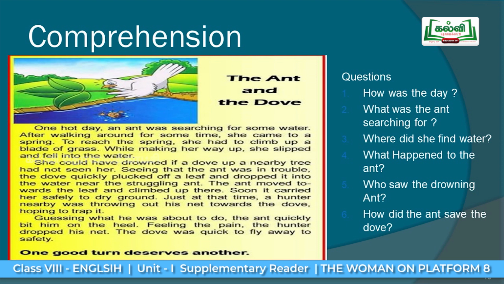How was the day, children? Yeah, it was very hot. What was the ant searching for? Yes, it was searching for water. Where did she find water? Yes, she found water in a spring. What happened to the ant? It almost drowned in the water. Who saw the drowning ant? Yeah, the dove saw the drowning ant. How did the ant save the dove? The ant bit the hunter's leg so that the hunter missed the aim and the dove was saved. This is how you understand a comprehension.